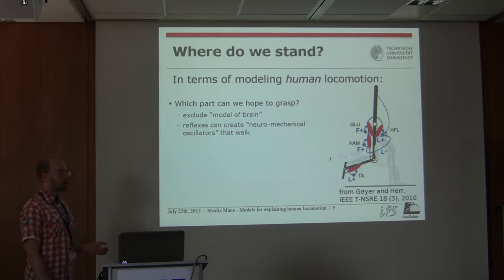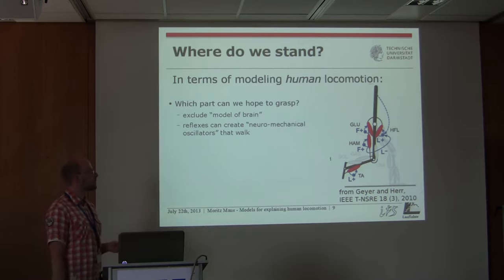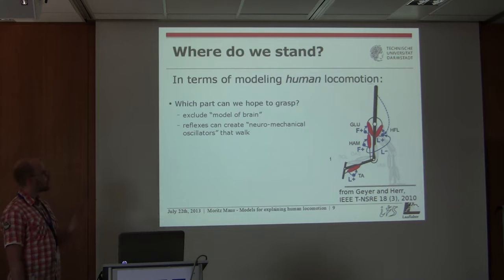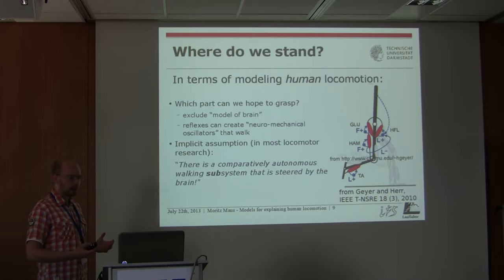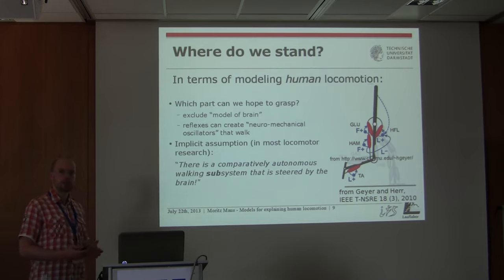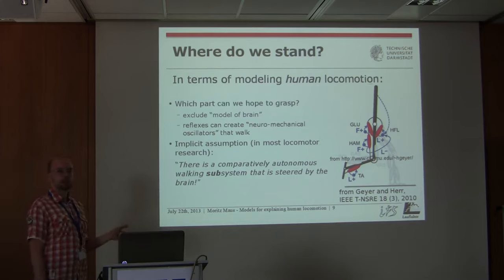And if you compare the muscle activation of this model with the humans, you see good qualitative agreement. So it's quite convincing that we have kind of an autonomous walking subsystem. So throughout the rest of my talk, I make the assumption that there is a comparatively autonomous walking subsystem that is merely steered by the brain.